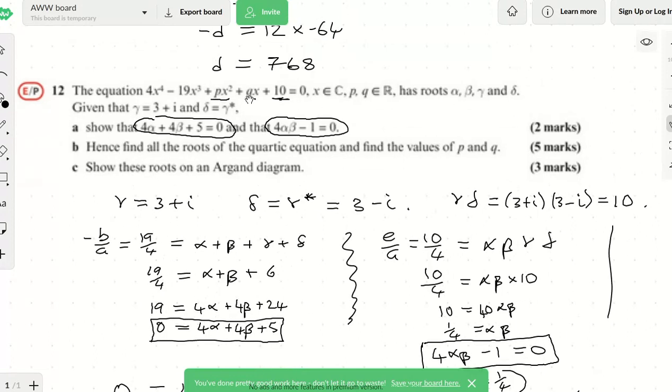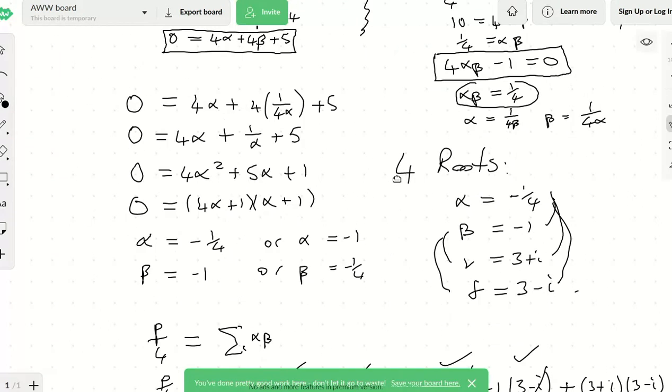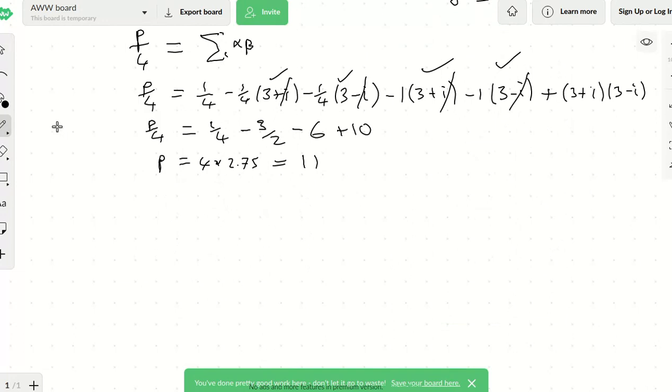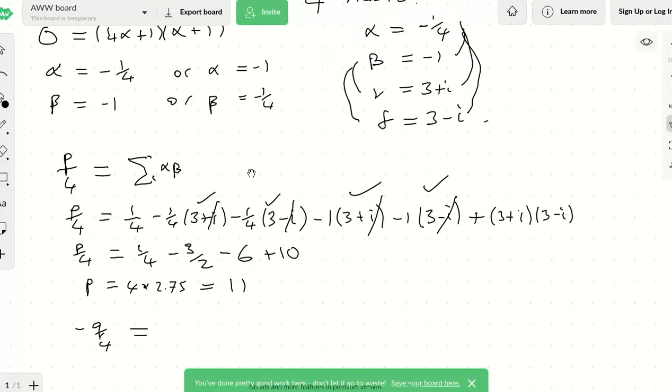Similarly for Q, sorry, minus Q over 4, because remember it's minus B over A, C over A, minus D over A. So it's going to be minus Q over 4, and then we're going to do the triplets. So minus Q over 4 equals the triplets times together. Well, we've got our 4 roots there. Let's have a go at this. We're going to have alpha, beta, gamma, which is a quarter times 3 plus i. And then we're going to have alpha, beta, delta, which is a quarter times 3 minus i. And then we're going to have these two times by one of those and these two times by the other one. So minus a quarter times by 3 plus i times by 3 minus i.